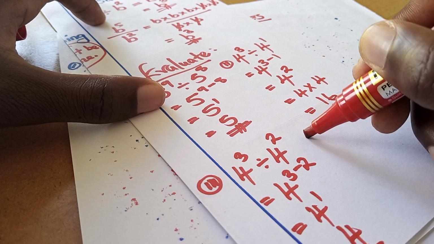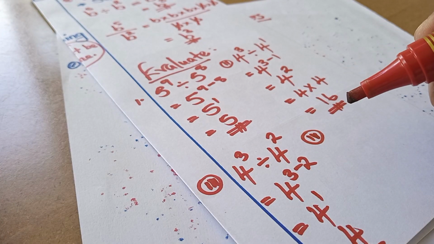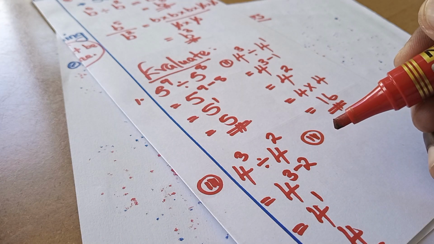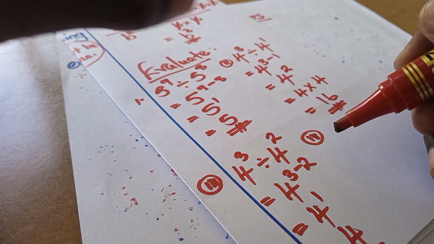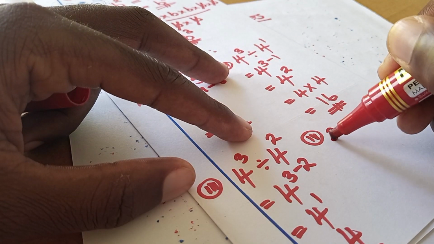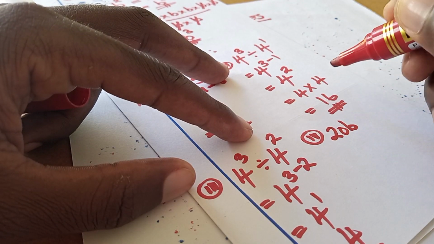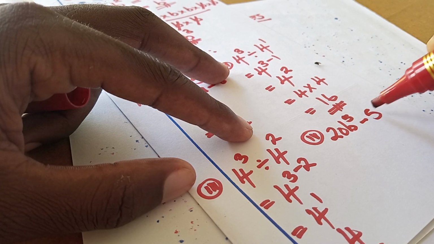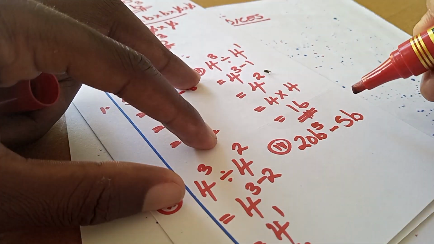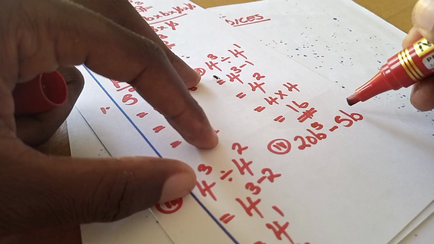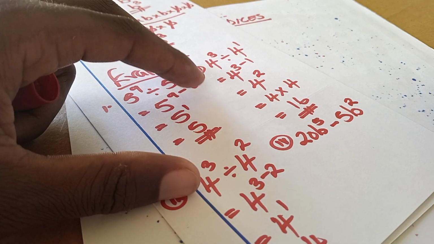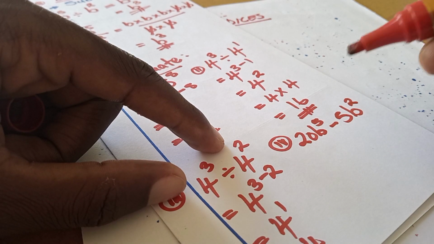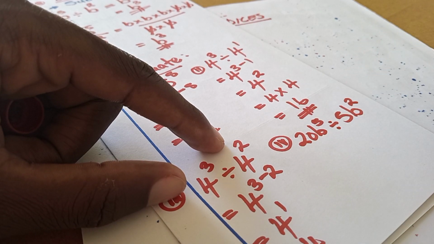Let's give the last example, the fourth example. Let's say we have, for example, 20b to the power of 5 divided by 5b to the power of 2. Now here we have the number and the variable. So what do we do in this case? We're dividing here.